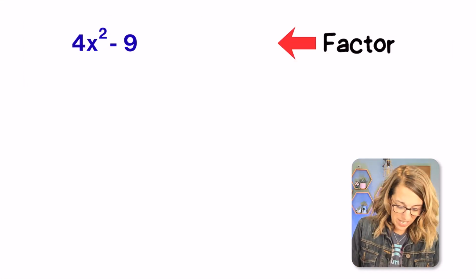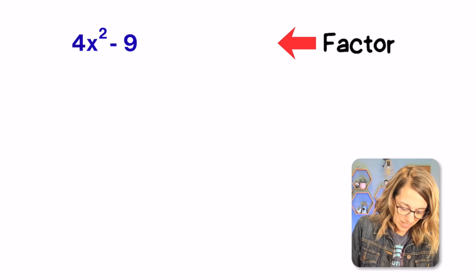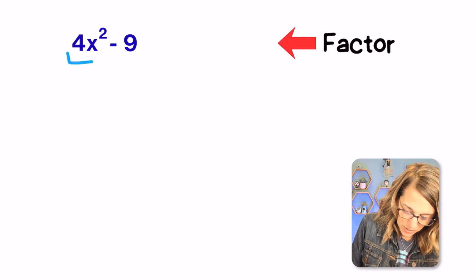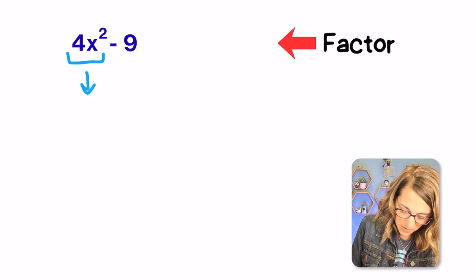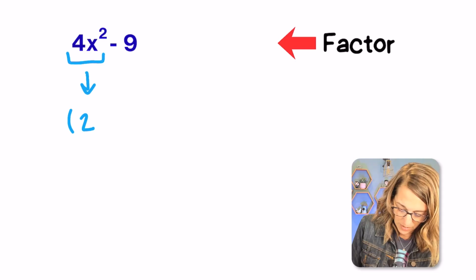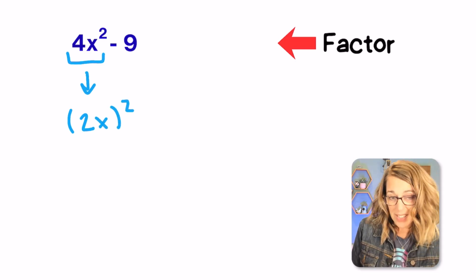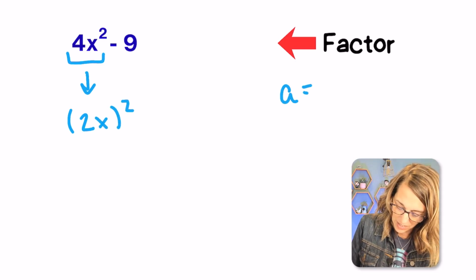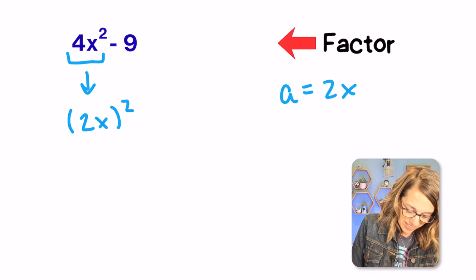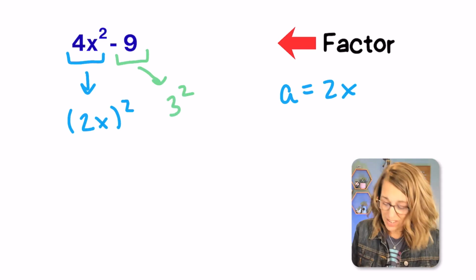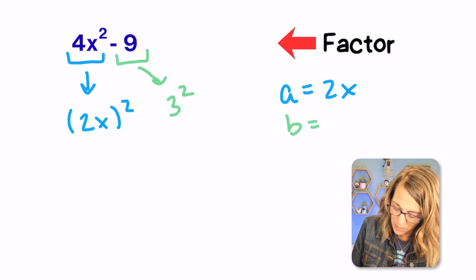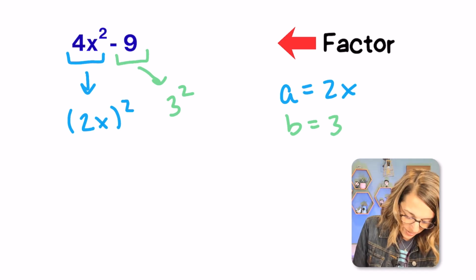Okay, so back to our example. I've got this 4x squared, that's my first term. So I have to decide what was squared. This is going to be my a value. So what was squared? That's going to be a 2 squared for the 4, and then an x squared. So it was a 2x that was squared. So a is equal to 2x. Let's do the same thing with that 9. The 9 is definitely a 3 squared, and b, that second value being squared, is equal to 3.